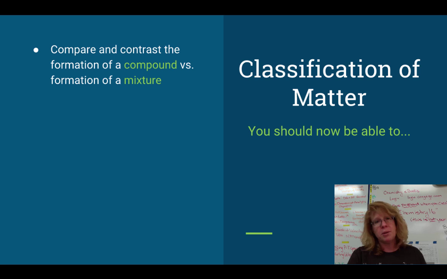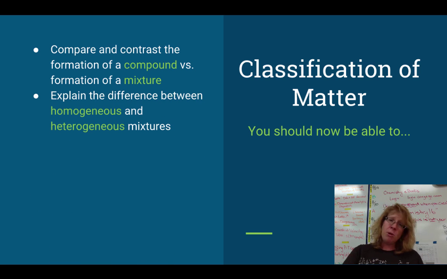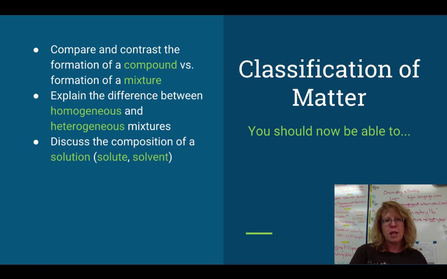So here is what you should be able to do at the end of today's little mini lecture. You should be able to tell me the similarities and differences between a compound and a mixture. You should be able to tell me the difference between homogeneous and heterogeneous mixtures. And not only give me a definition, but identify examples if I give you a list of those. But what are the key characteristics?